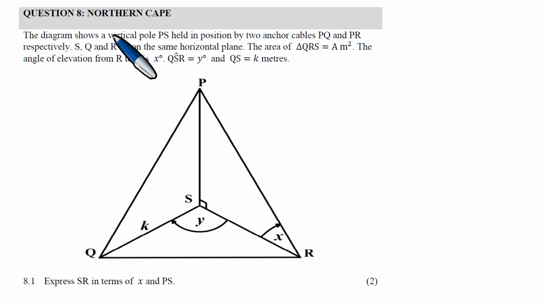Right, the diagram shows a vertical pole, PS, held in position by two anchor cables, PQ and PR. There's PQ and PR, their anchor cables respectively. S, Q, and R lie in the same horizontal plane. Like the people from the province of Gauteng, they gave the area. And they said the area of triangle QRS is A m squared.